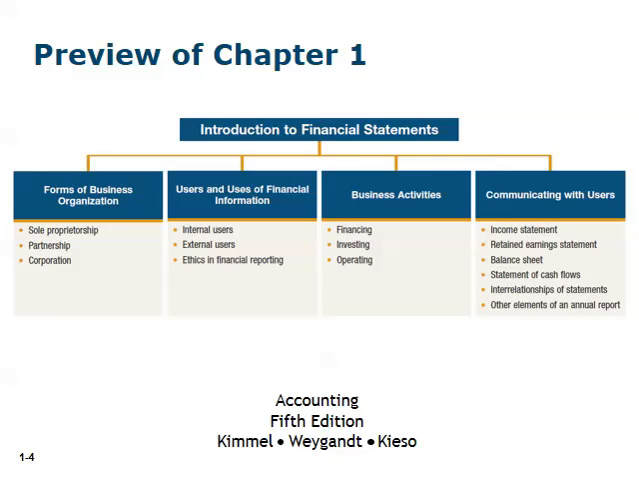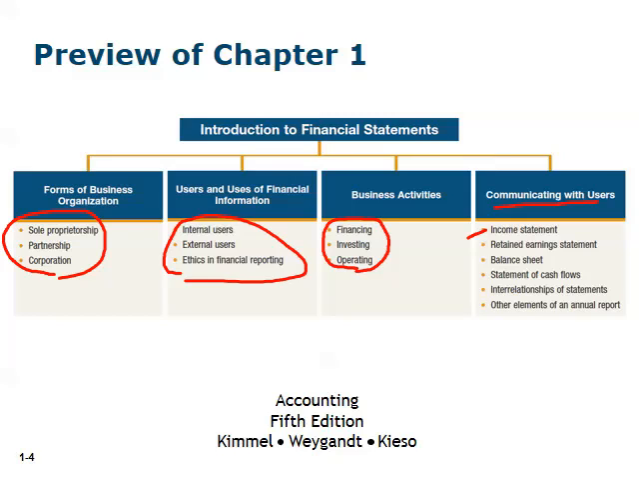So in chapter 1, we're going to introduce you to the financial statements. First of all, we'll look at the forms of business organization. And you see there's 3 forms that we're going to talk about: sole proprietorship, partnership, and corporation. Then we'll talk about the various users of the financial statements, and in particular we're going to talk about internal users, those within the company, external users, and then ethics in financial reporting. Then we'll talk about the 3 different types of business activities: financing, investing, and operating. And then finally, we're going to talk about how we communicate with the users using the various financial statements.